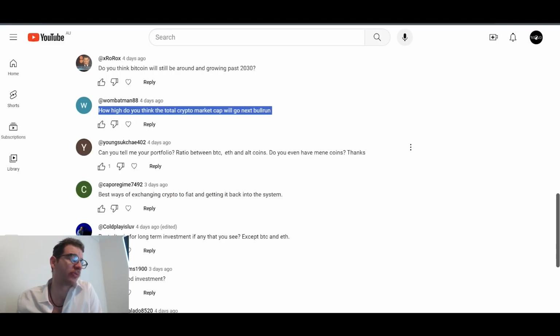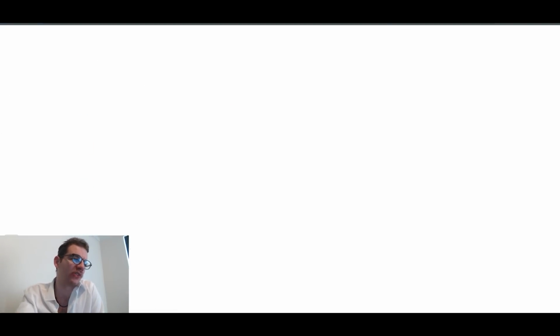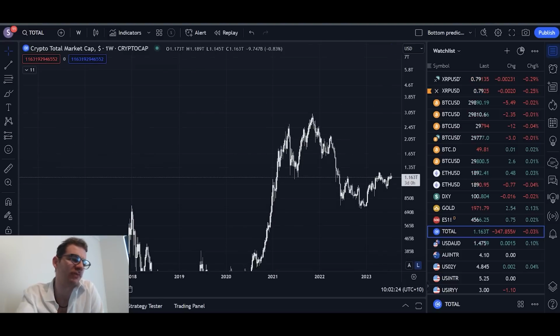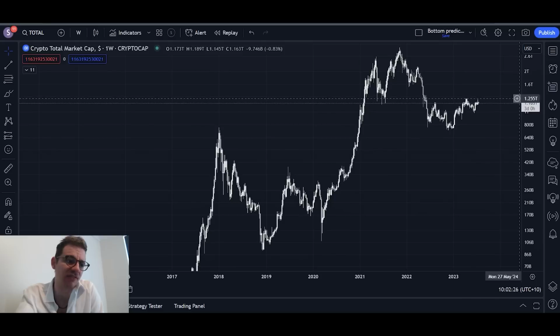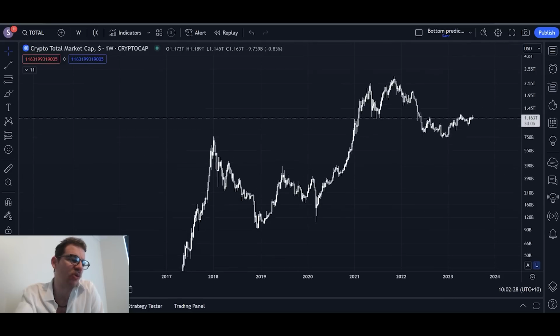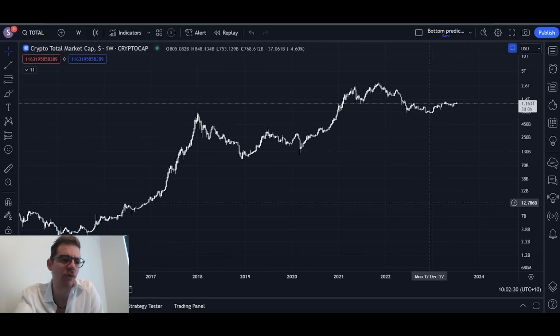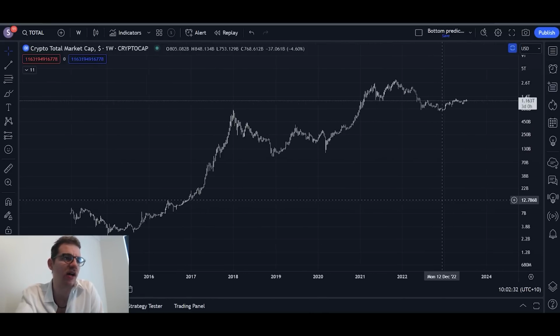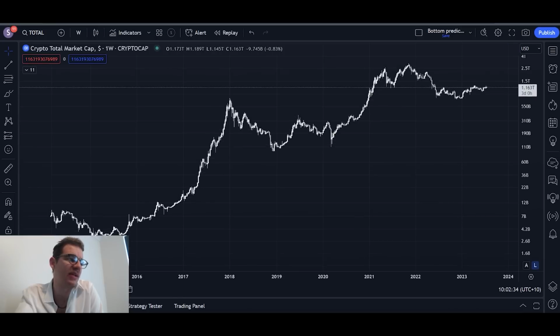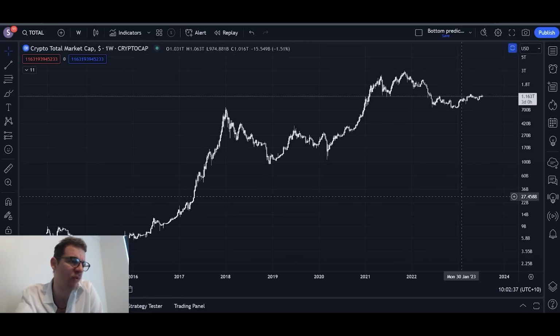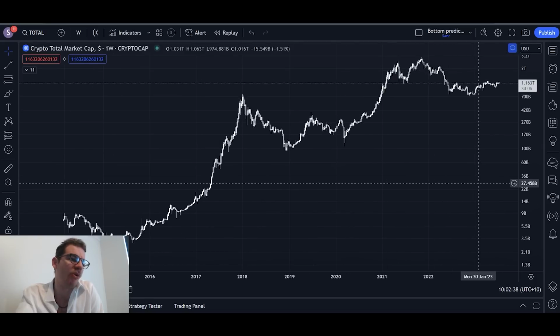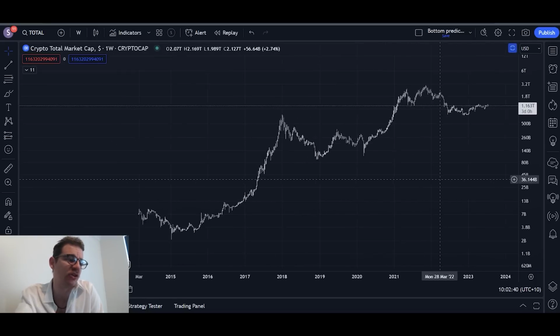How high do you think total cryptocurrency market cap will go in the next bull run? Total cryptocurrency market cap always goes higher than Bitcoin in percentage form. That's because more altcoins come into the space, and Bitcoin dominance gets dragged downwards. It doesn't mean Bitcoin's dying or anything. It just means there's a sheer massive quantity of altcoins, which means the market will be spread out more and more. It's very hard to say how high it will be exactly, because we don't really know how high Bitcoin will go.